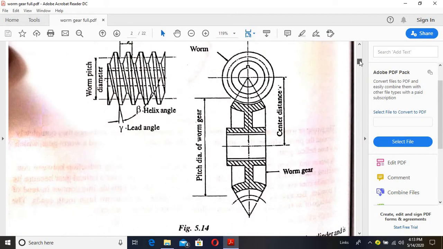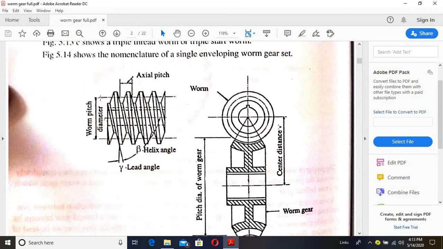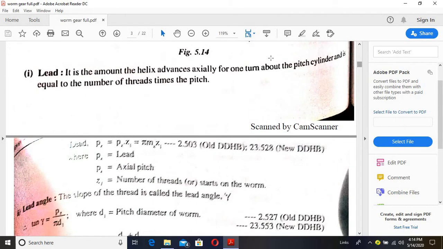Next we can see another figure. The diameter is nothing but the shaft diameter, and the distance from here to here is nothing but the worm pitch, and we get an angle, which we call the lead angle. The slope of the thread is nothing but the lead angle. Next, we'll see some of the definitions or nomenclature.